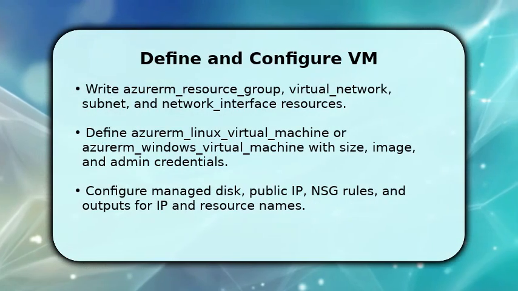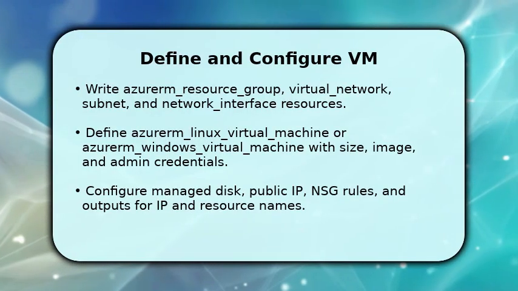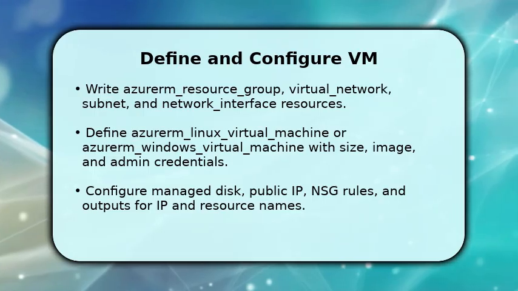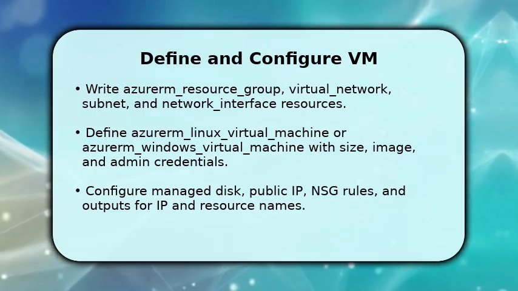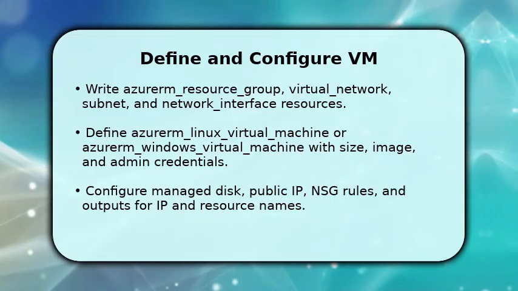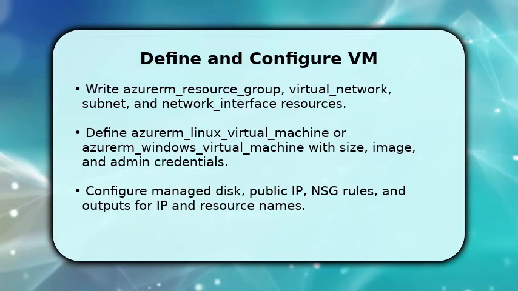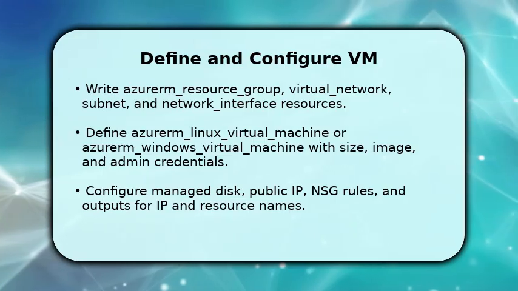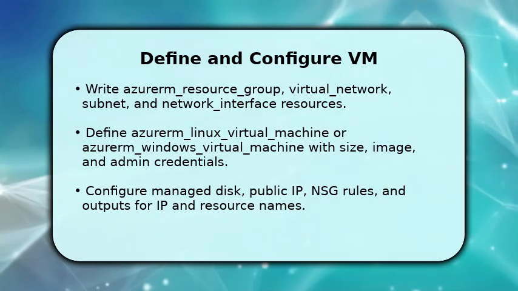Now you define the infrastructure. Create a resource group, virtual network, subnet, and a network interface. Then declare the virtual machine resource with a concrete size, image reference, OS disk and admin credentials, or SSH public key. Also add a public IP and network security group rules, linking them to the NIC.